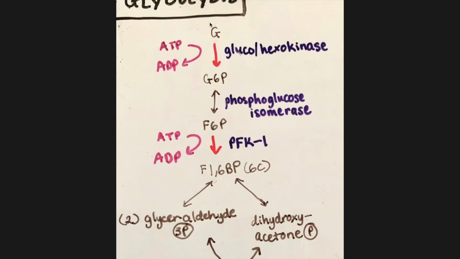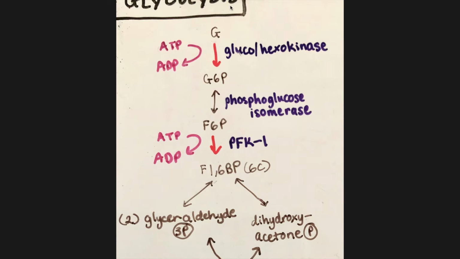In any case, this step requires the use of ATP. So we're using 1 ATP to convert glucose to glucose 6-phosphate. Glucose 6-phosphate can go into glycolysis, and it can also go into other pathways as well, like the pentose phosphate pathway, also known as the HMP shunt. It can also go into glycogenesis and also be formed from glycogenolysis and gluconeogenesis.